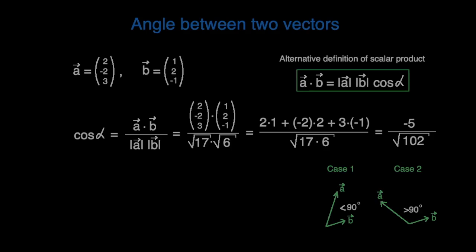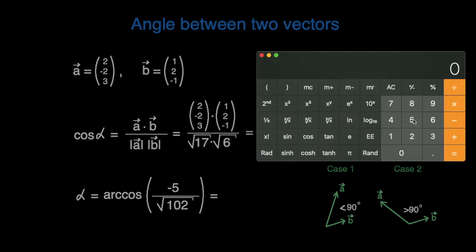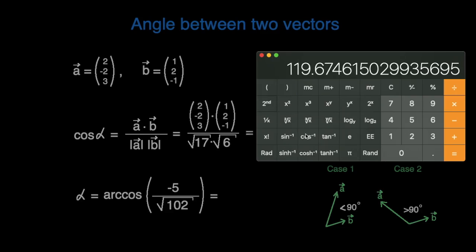To find alpha, we need to find the arccosine of minus 5 over the square root of 102. And we know our arccosine has a value between 0 and pi, so its value will be exactly the angle between the two vectors. Let us use a calculator to find the value. So, we get it's equal to 119.7, correct to 4 significant figures.